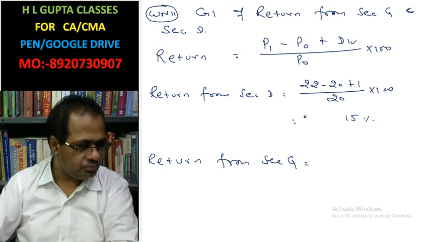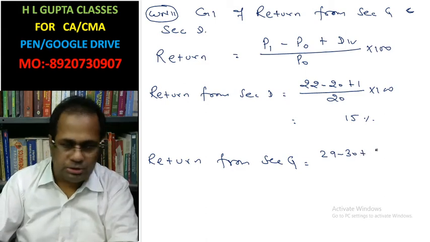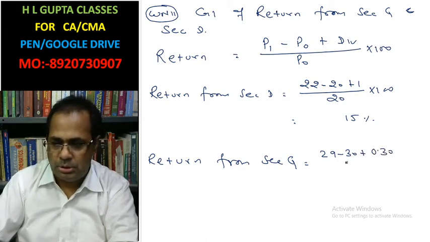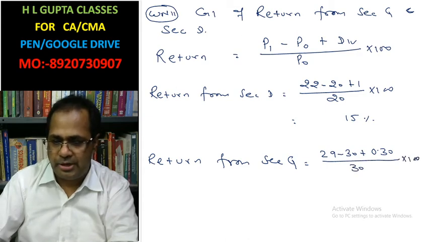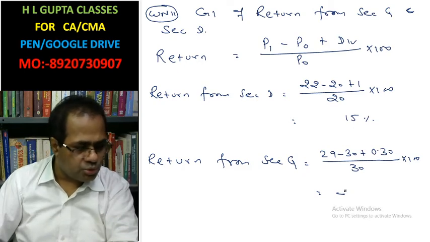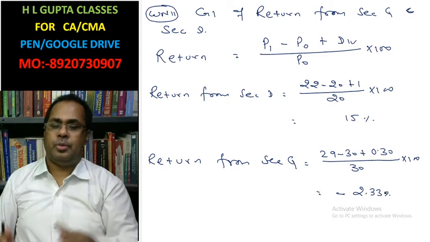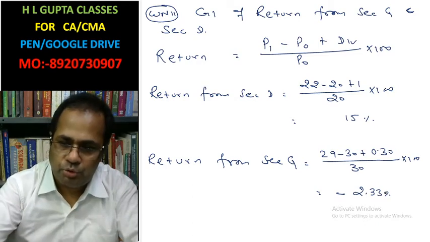$29.30. 29 minus 30 plus 0.30, divided by 30, into 100, that is minus 2.33%. Now you have to calculate portfolio return.